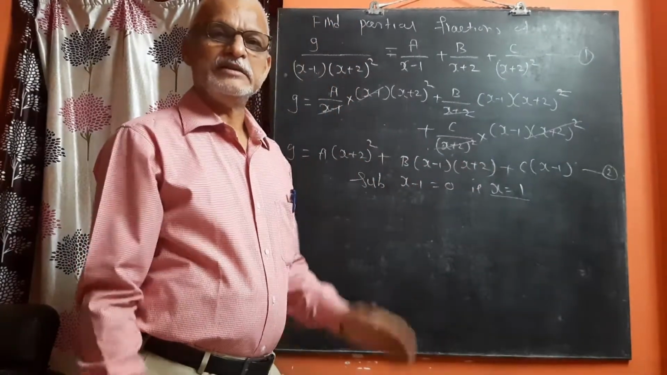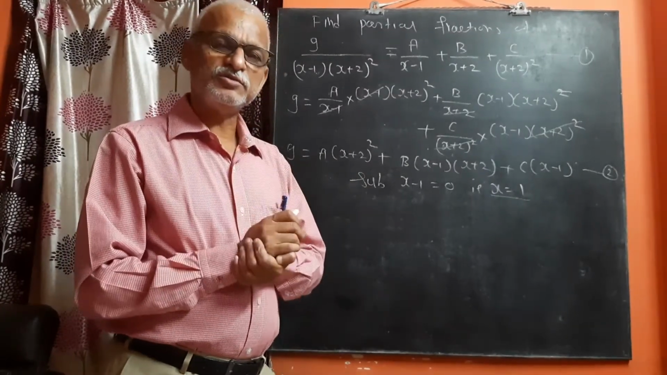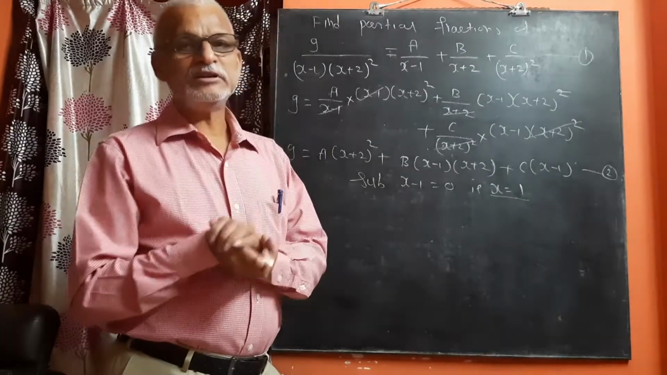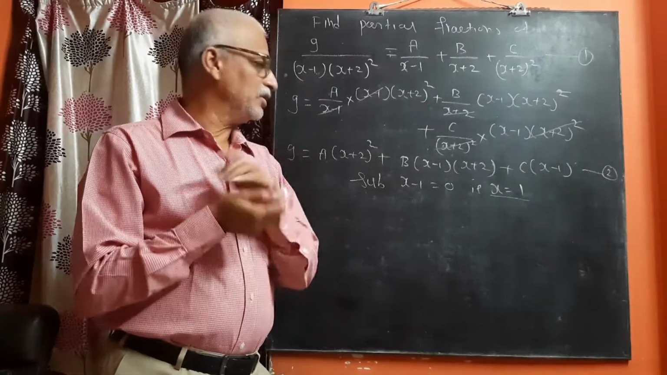जहाँ पे x minus 1 आहे, जिथे कुठे x minus 1 असेल तिथे तुम्ही डायरेक्टली 0 सबस्टिट्यूट करू शकता. जिथे x minus 1 ही टर्म नसेल, there you have to substitute x equals to 1.